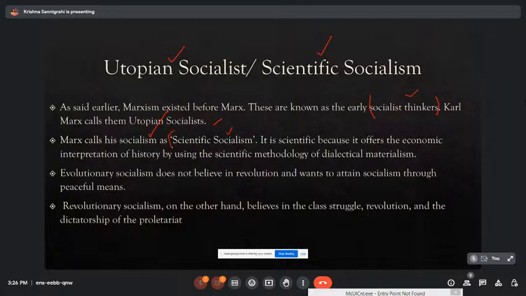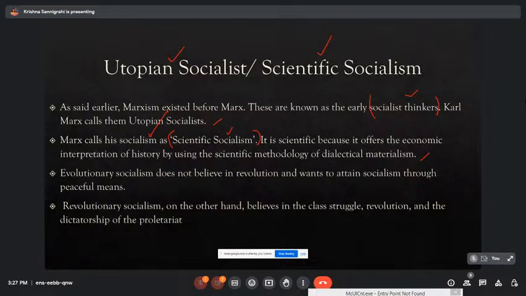So what is scientific socialism? Scientific socialism is the approach towards socialism which Karl Marx started. It is scientific because it offers the economic interpretation of history by using the scientific methodology of dialectical materialism. So he uses the scientific methodology which is termed as what? As dialectical materialism.